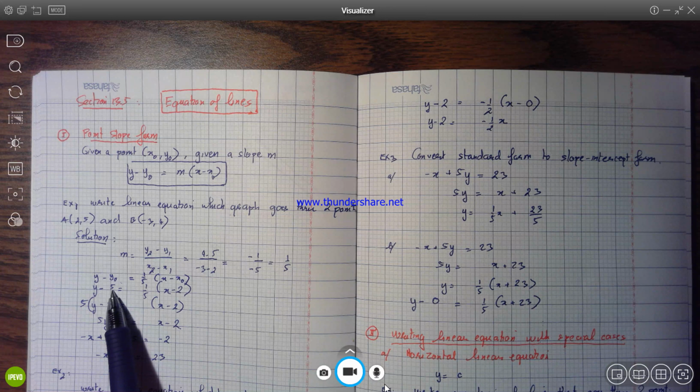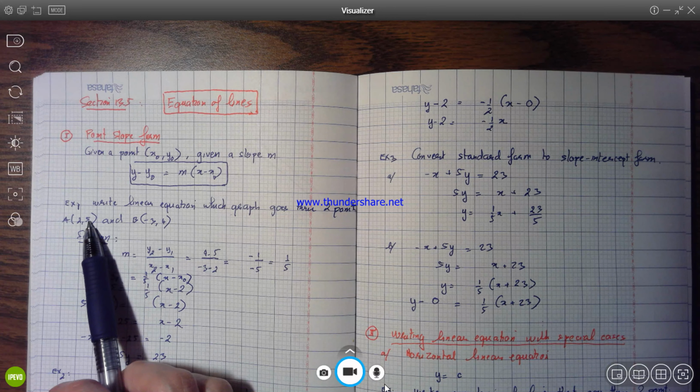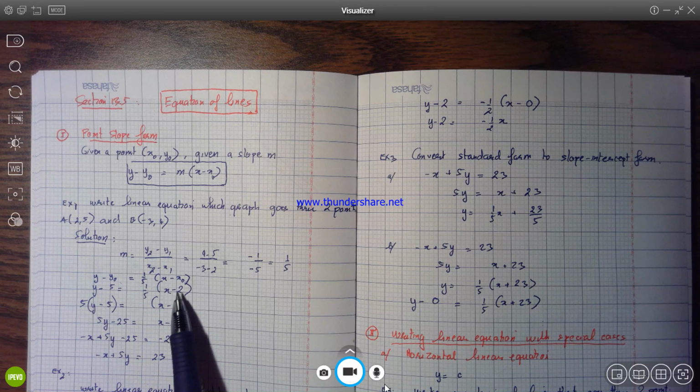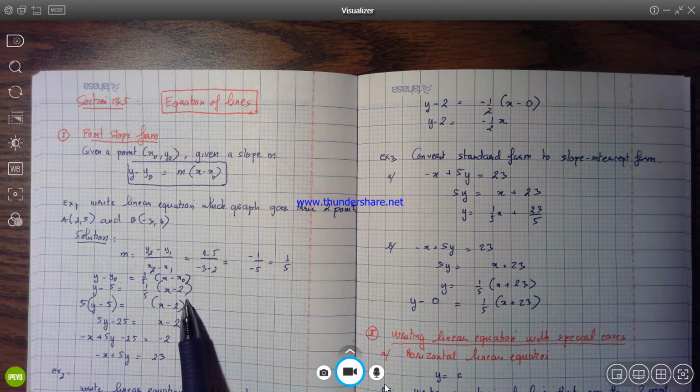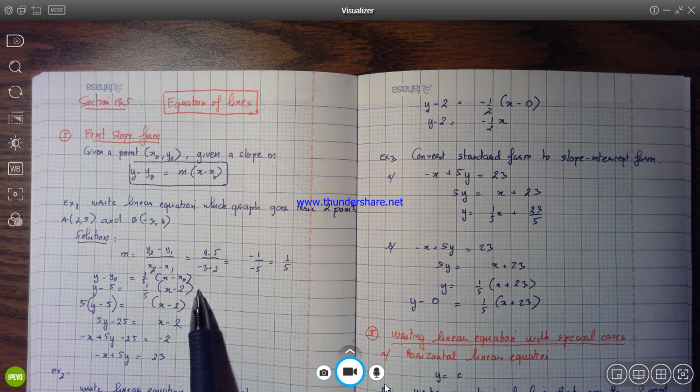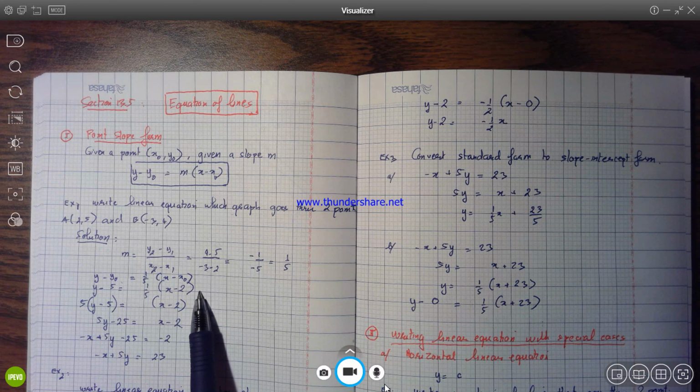So I'm going to use point A. The y component of point A is 5, so I'll plug it in. The x component of point A is 2, so I'll plug that in. Okay, you can stop right here. This is point-slope form already.